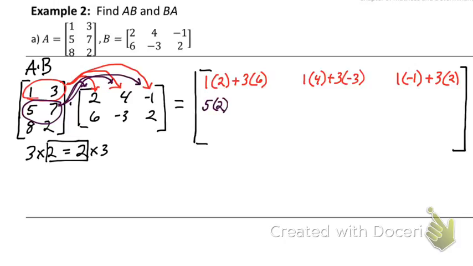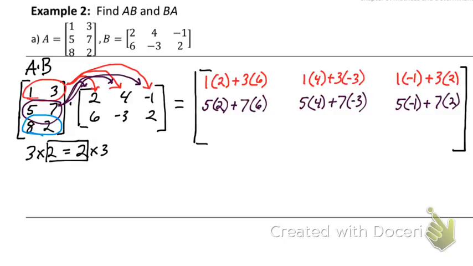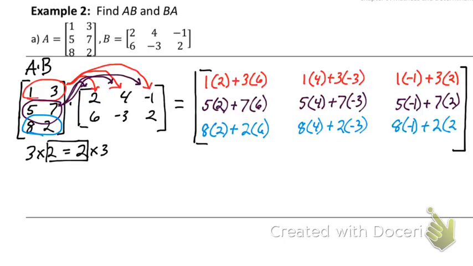So we are going to have 5 times 2 plus 7 times 6. We are going to have 5 times 4 plus 7 times -3. And finally, we're going to have 5 times -1 plus 7 times 2. Our final one is just replacing those 5 and 7s with, what do we got? The 8 and the 2. So this is going to be 8 times 2 plus 2 times 6, 8 times 4 plus 2 times -3, and finally 8 times -1 plus 2 times 2.